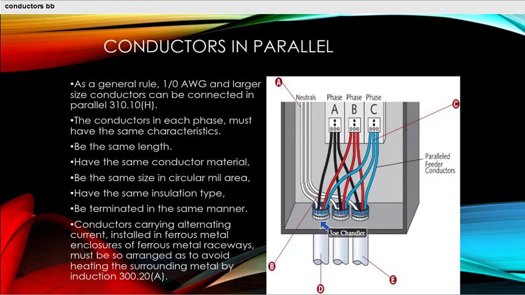Instead of having all the A phase here and all the B phase here and all the C phase here, I've got to put one of each, so that they cancel out each other's magnetic field, so that there's no net magnetic field around these, in this case, 4 conductors, and they don't induce a magnetic field into this metal raceway causing heat due to the induction.